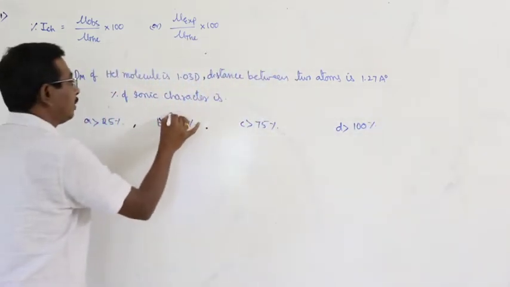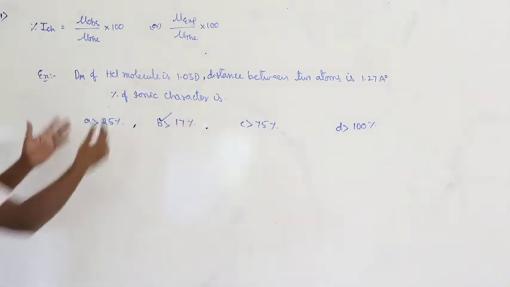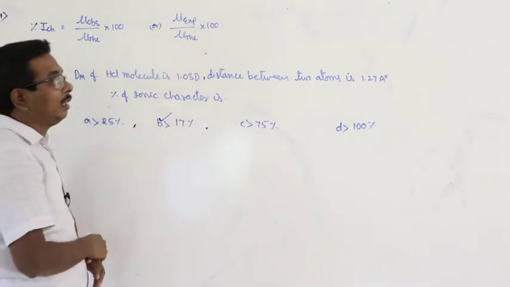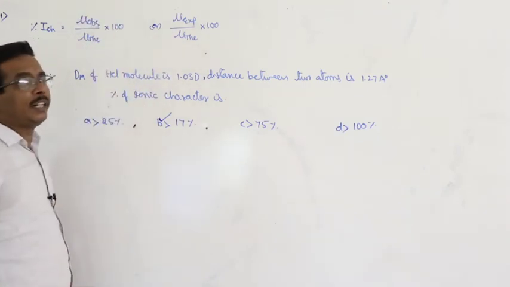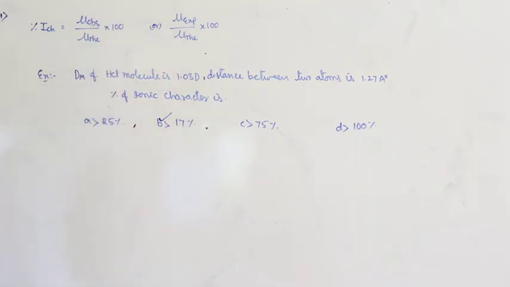Here the answer is this one. How can you solve this one? How can you identify the mu experimental? And how can you calculate the mu theoretical? And what about the calculation of percentage of ionic character? Here the formula is mu experimental or mu observed by mu theoretical into 100.